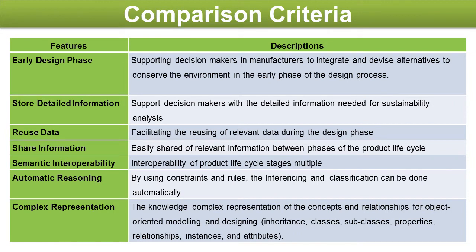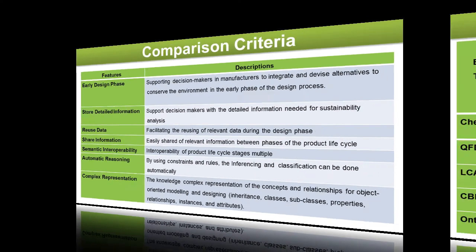Comparison criteria. There are some features we will focus on in our paper. For example, early design phase, which supports decision makers in manufacturing to integrate and advise alternatives to consider the environment in the early phase of the design process. Also, store detailed information, reuse data, sharing information, semantic interoperability, automatic reasoning, and finally complex revision.